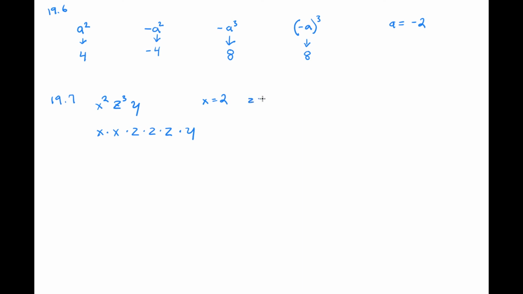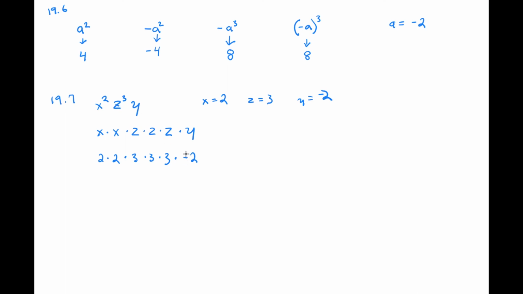All right, so if x is equal to 2 and z is equal to 3 and y is equal to negative 2, what is our result? So what we're going to do is just sub in these values here. So we would have 2 times 2 because x equals 2. Z is 3, so we would have 3 times 3 times 3, and y is negative 2. So negative 2 for y. That's all this is up here. 2 times 2 times 3 times 3 times 3 times negative 2.